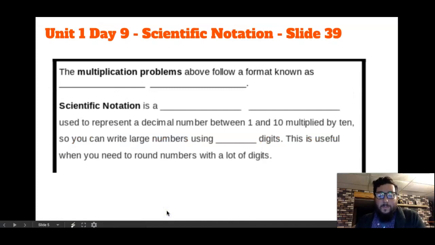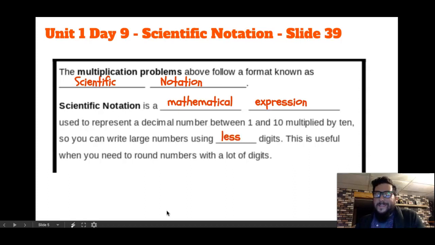Oddly enough, the multiplication problems that you just worked out have a very specific format known as scientific notation. That is a mathematical expression that we use to represent a decimal number between 1 and 10, multiplied by 10. The reason we use scientific notation is so that we can write large numbers using fewer digits. Long numbers, things that have a lot to write, we want to write with fewer digits. It takes less time. It's also useful when you need to round numbers with lots of digits.